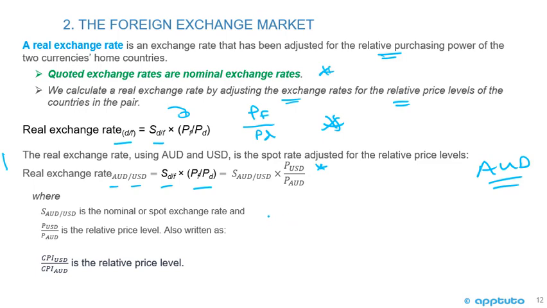So again, it says S, AUD over USD, is the nominal or spot exchange rate. So again, that's the rate that's quoted; the quoted exchange rates are the nominal rates. And so here, P USD over P AUD is the relative price level. And sometimes we'll see in other texts or in other sections that they don't just use P, they use CPI, which is the consumer price index level, okay?